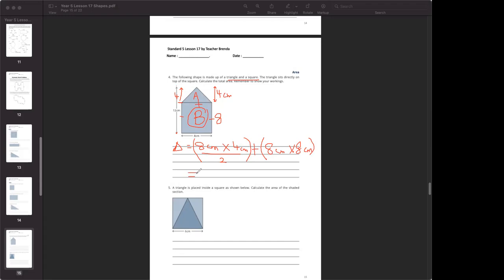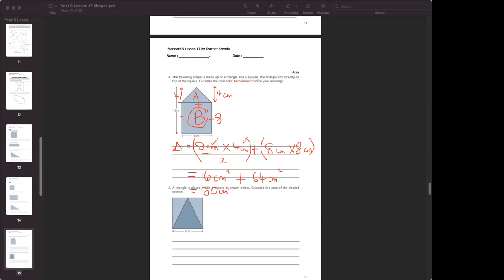After this, it's just working out the calculation. 8 times 4 is 32. 32 divided by 2 is how much, guys? 16. So your triangle is 16 centimeter square. And plus the rectangle, which is 64 centimeter square. And what would be your total answer then? Come on, this is maths. This is 16 plus 64. 80 cm square. Do you understand? Okay. All right.